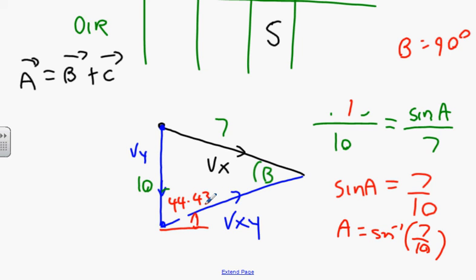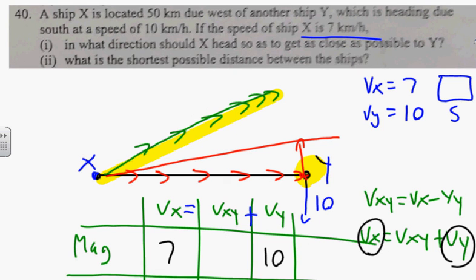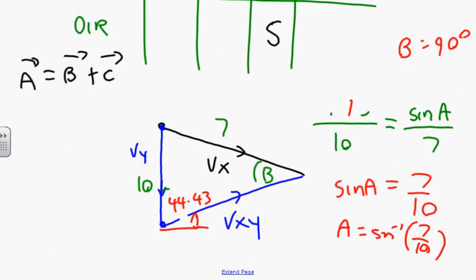Okay, and then what does that mean? What's the point of the question again? What direction should X head in? So, I have to find out what this angle here is, or this one here. So 180 minus 90 minus 44.43. What do you get?